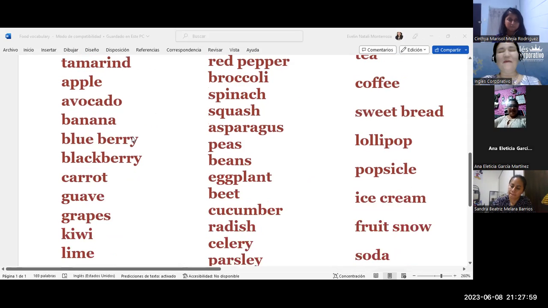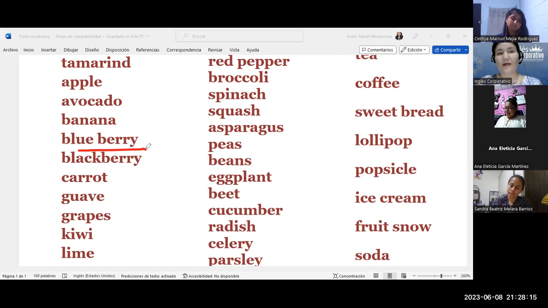The next one. Bananas. You know what bananas are, right? Blueberry. Las moras azules. Blackberry is very similar to the blueberries, right? Las moras azules y las moras negras. Blackberry is not the cell phone, right? The cell phone was because of the shape. Era por la forma que tenía el teléfono que se llamaba Blackberry. Era como una mora.